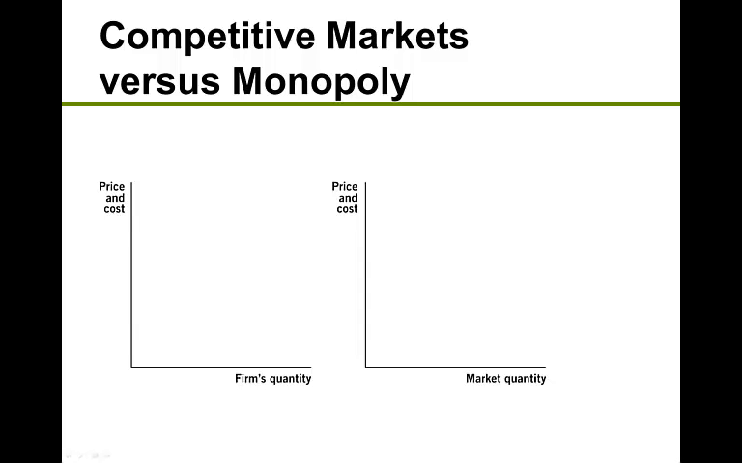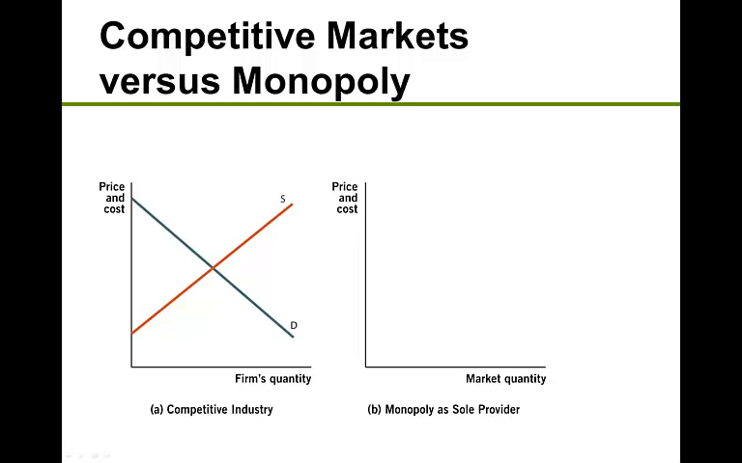So how can we compare competitive markets to monopolies? Let's just put them side by side. Here we have the supply and demand curve for a firm, and this is a competitive industry. So a competitive industry is going to reach a price and a quantity where the supply and demand curves cross, and that is an efficient market.